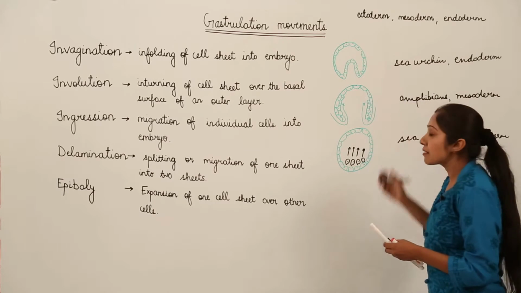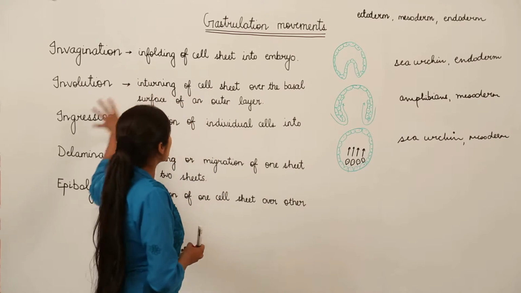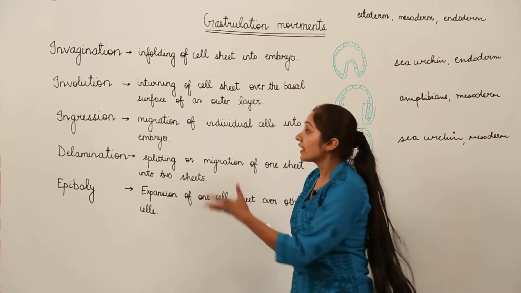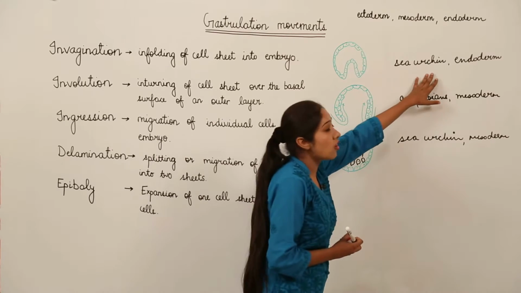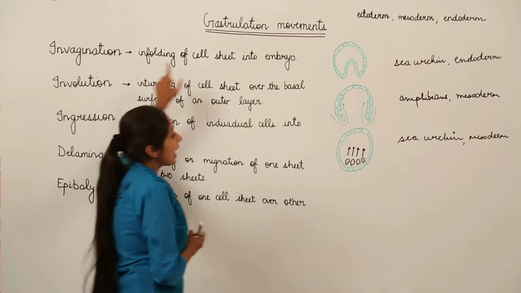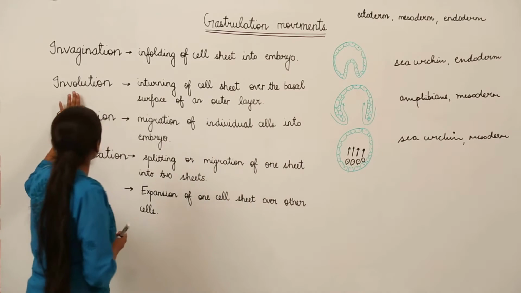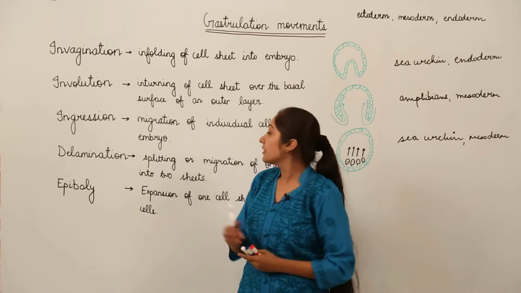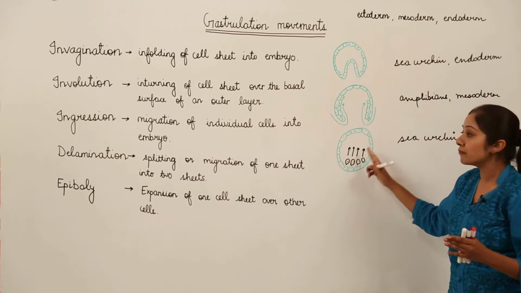So I am citing examples here just to convey to you that these are the broadly classified types of gastrulation movements. Each organism can show different types of movements. They can also show a combination of these movements. So in case of sea urchin, when the endoderm is formed, it is going to show invagination. The type of movement is invagination. And when we talk about the case of amphibians, the mesoderm is formed by a movement termed as involution. And when we talk about sea urchin mesoderm formation, then the movement is the type of ingression, that is migration of individual cells into the embryo.